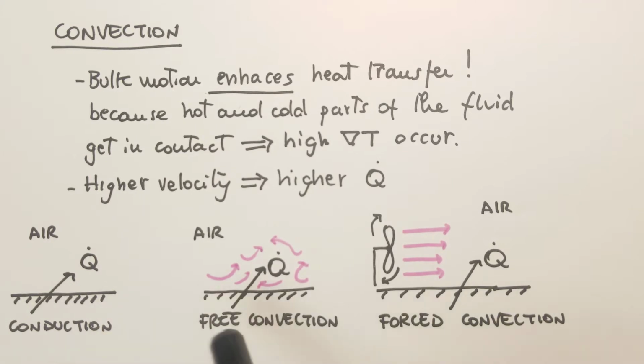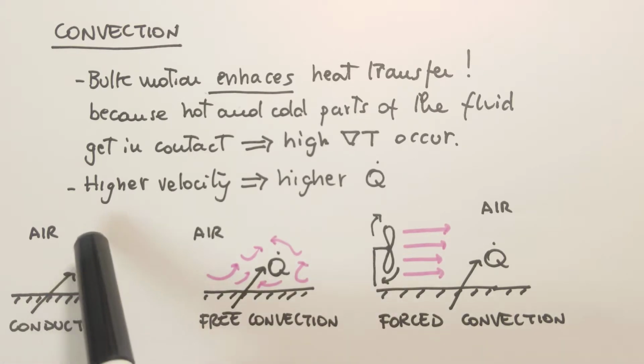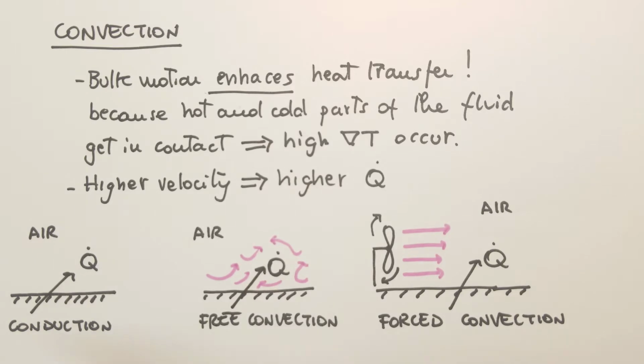Let's look at these three examples. We have cold air in touch with a hot surface. So we always have heat transfer from the surface to air in all these three cases. But the heat transfer mechanism is quite different. On the left here, we have a conduction problem. So air is not moving. We still have heat transfer, of course, by conduction from the surface to the air.